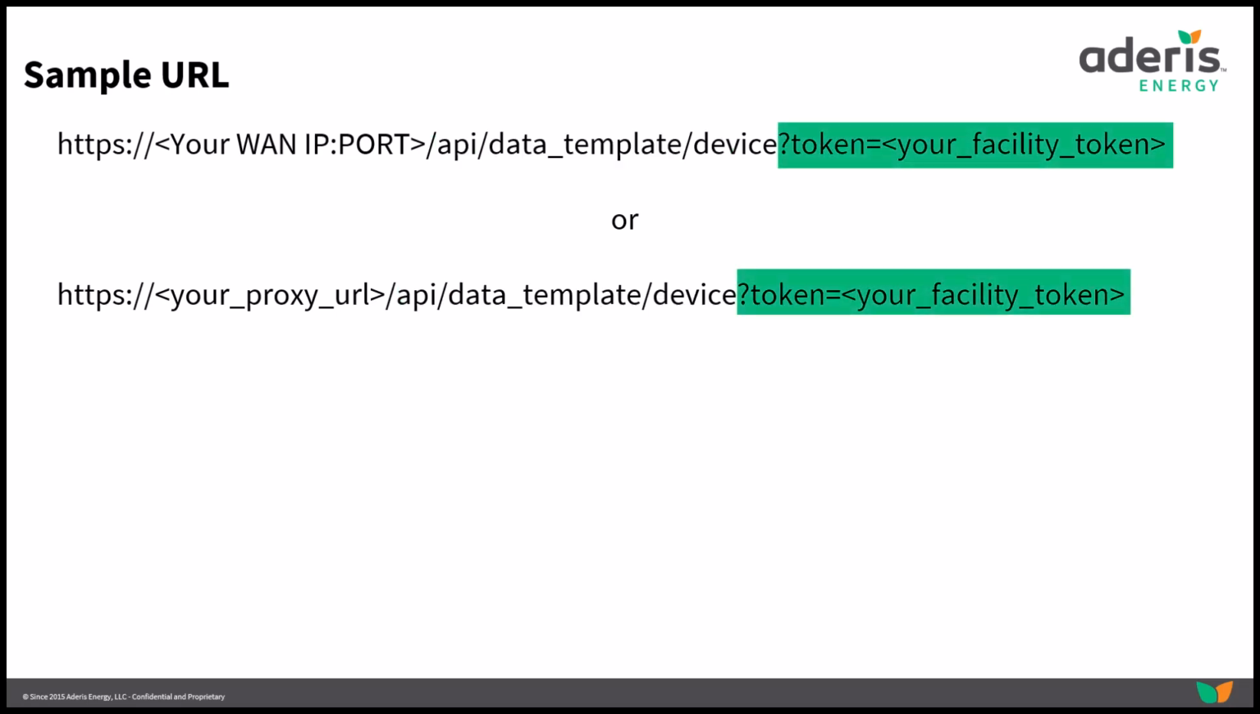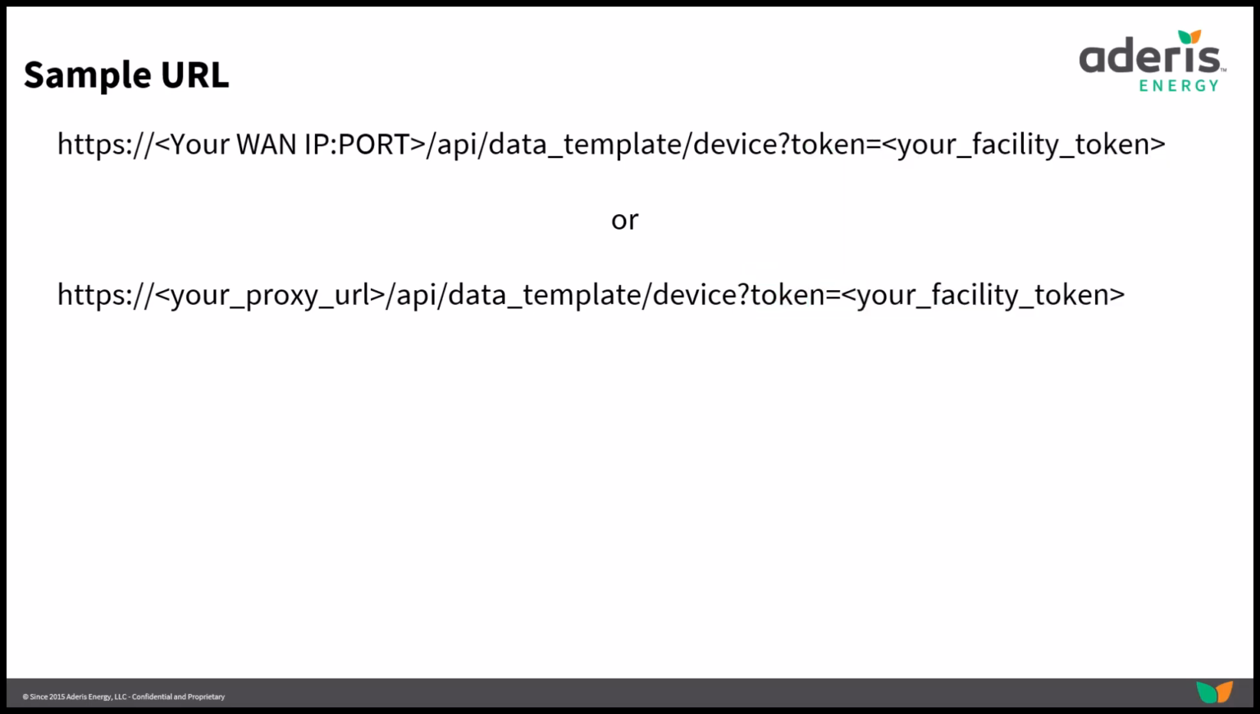Query parameters serve as a method to include additional information within a URL. They adhere to a key equals value format and are appended to the URL following a question mark. The token key is an authentication token that the server uses to validate the request.